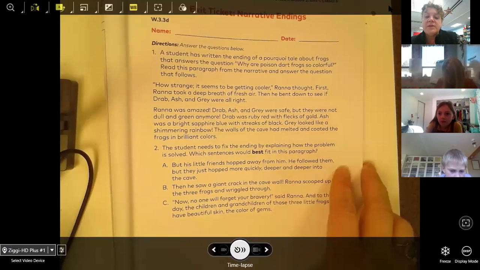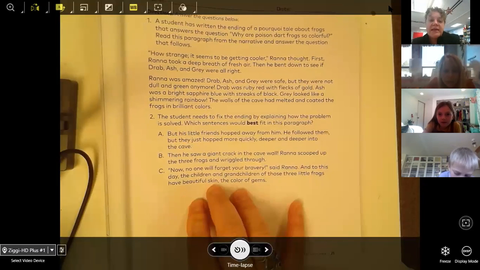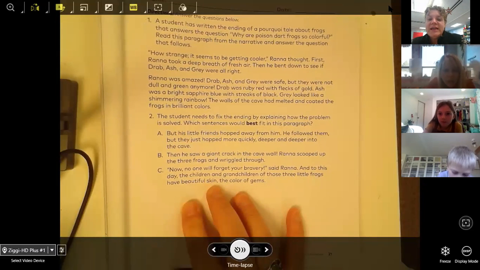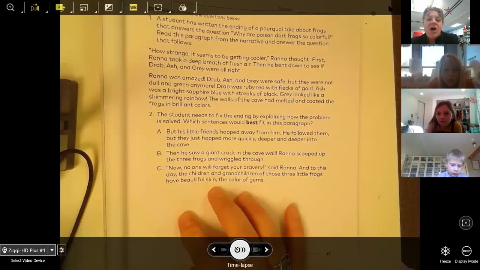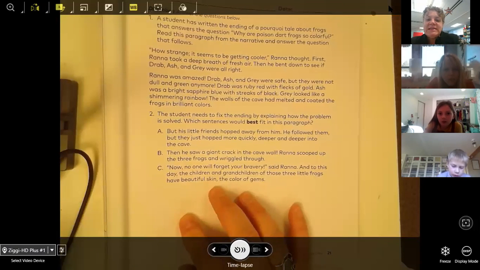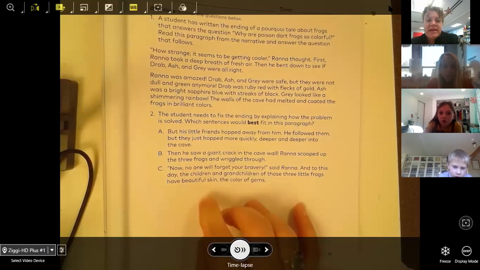Okay, we did one of these about the beginning. Let's see how we do on the ones about the end. The student needs to fix the ending by explaining how the problem is solved. Which sentences would best fit in this paragraph? So you're going to choose A, B, or C.